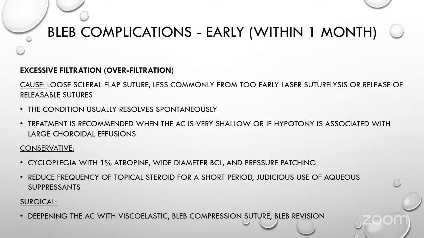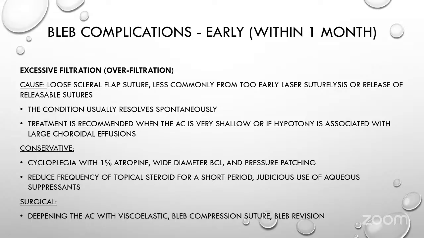So this condition usually resolves spontaneously with appropriate medical treatment. And what are these treatments? Cycloplegia, use of atropine, if you're deep in the anterior chamber. You can use a wide bandage contact lens to cause a tamponading effect and allow for some level of healing. You can reduce the frequency of steroid use for a short period of time to also allow for healing. You can apply a pressure patch over the eye for 12 hours or 24 hours, all to allow some level of healing. All these are done to conservatively manage the overfiltration.